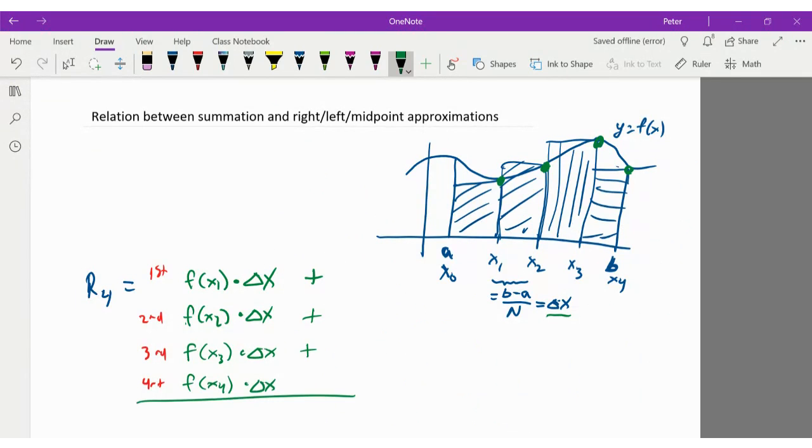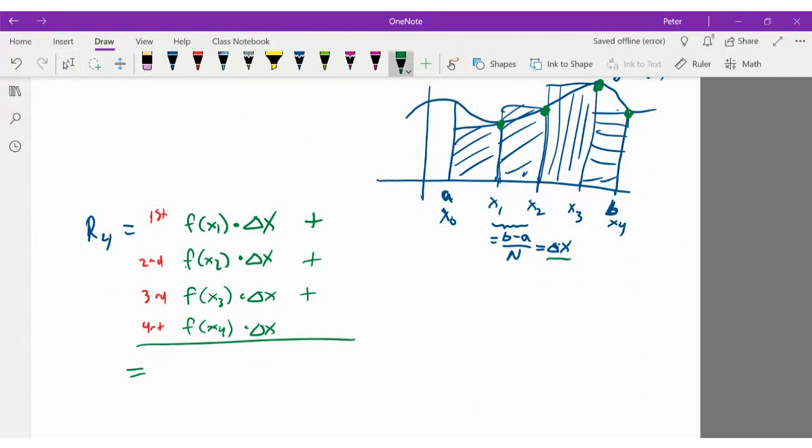So I can write this in this form. If you look at what I'm adding up, this is going to be the sum from k equals 1 to 4 of f of xk delta x. So this is the summation form of a right endpoint approximation.